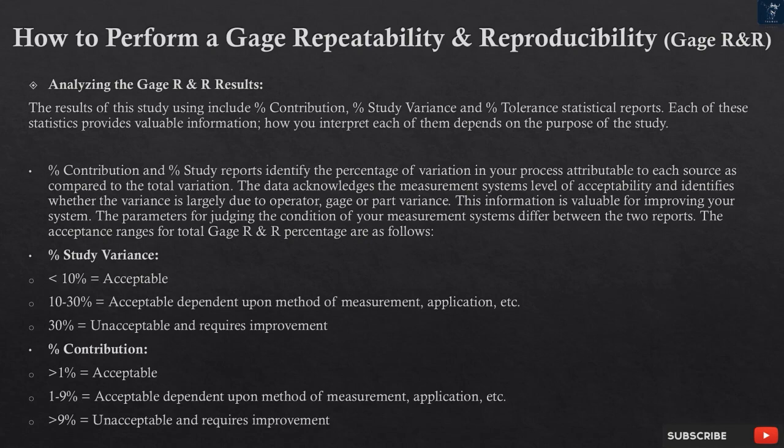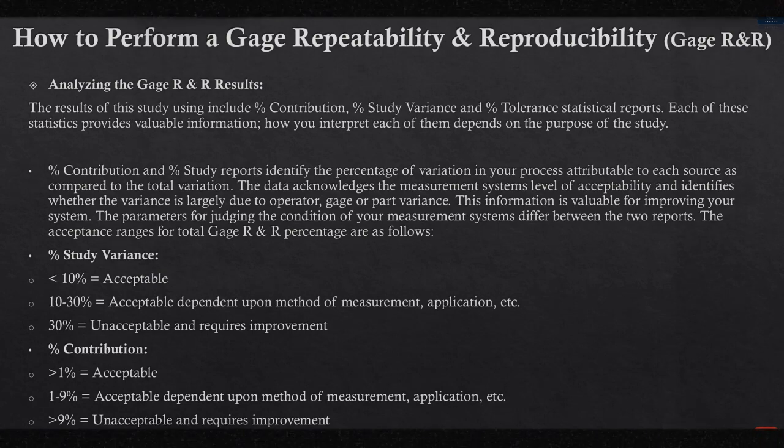The acceptance ranges for total Gage R&R percentage are as follows. % study variance: under 1% equals acceptable. 1 to 9% equals acceptable dependent upon method of measurement, application, etc. Over 9% equals unacceptable and requires improvement.